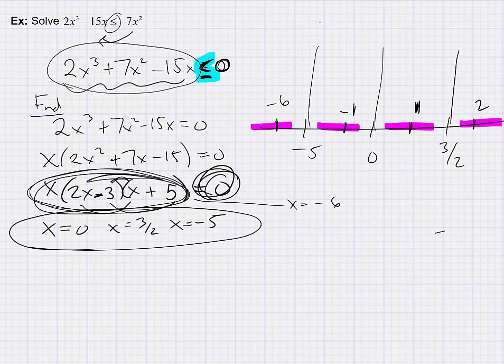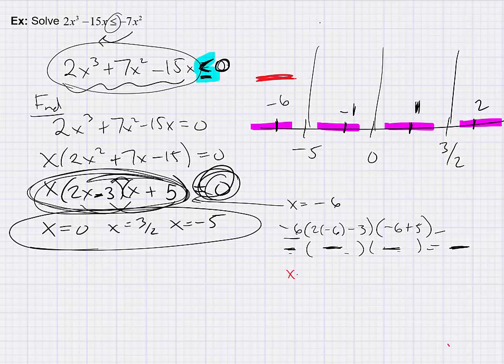If I plug that into here, it's going to be negative 6 times 2 times negative 6 minus 3 times negative 6 plus 5. This is negative. This is negative 12 minus 3. That's negative. This is negative 6 plus 5. That's negative. So negative times negative times negative gives me negative. So this interval yields a negative.